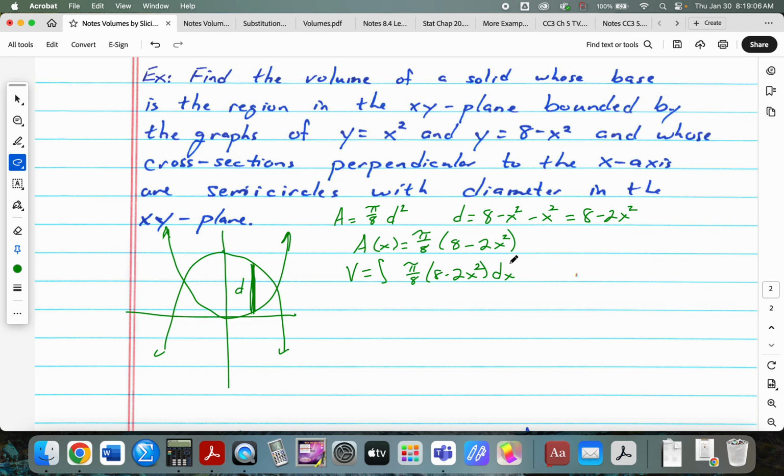Is it the whole quantity squared? Oh, I'm sorry. I forgot to square this. Thank you.